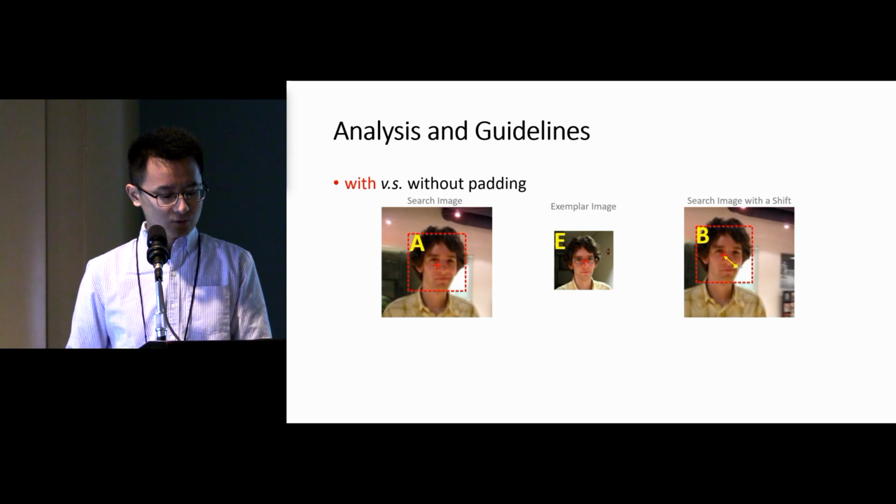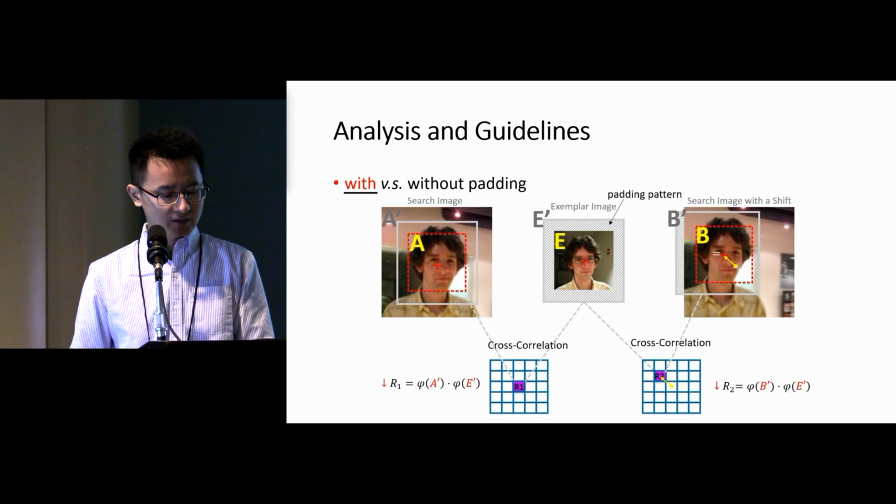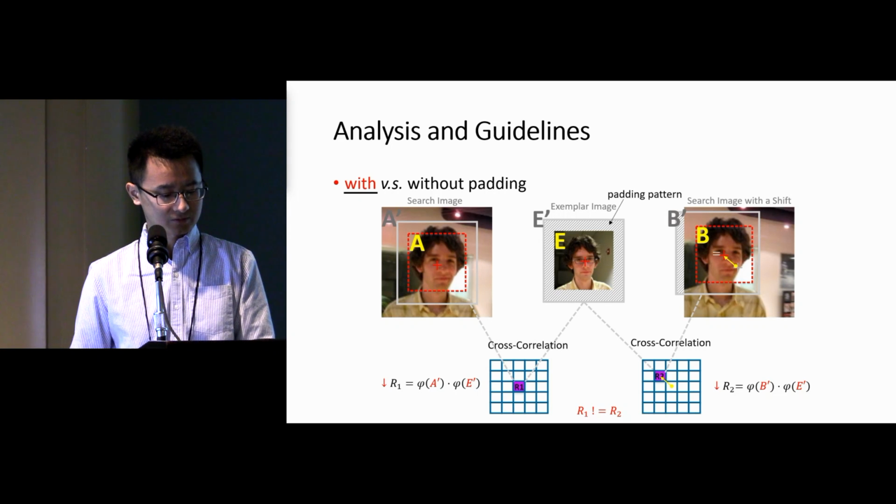However, if the network contains padding, the receptive field will be larger. In this case, the same content regions A and B will get different representations, because one sees the padding pattern while the other does not. So it causes performance drops. We call this phenomenon the perceptual inconsistency in Siamese networks.